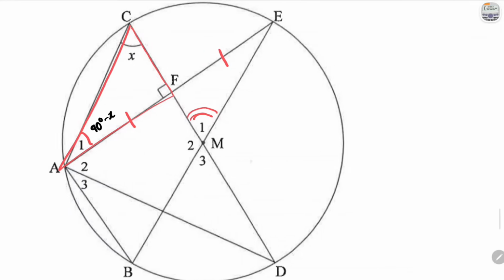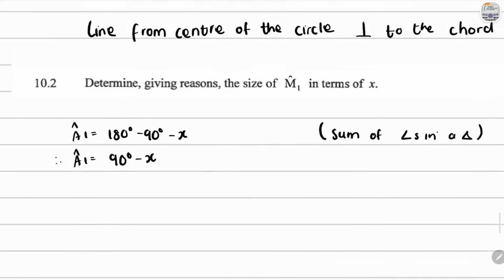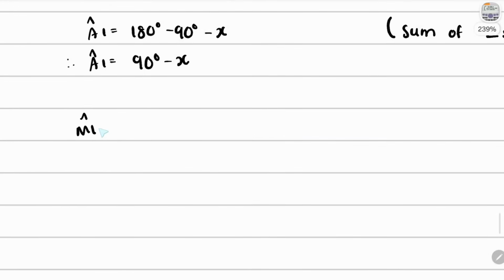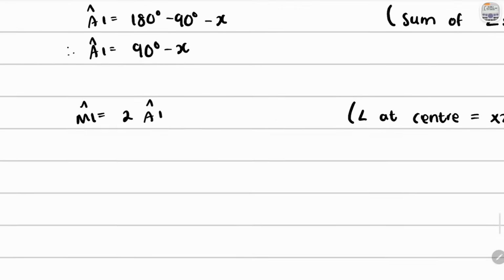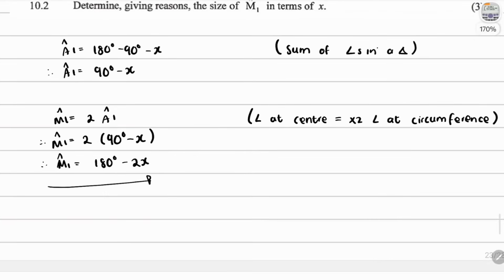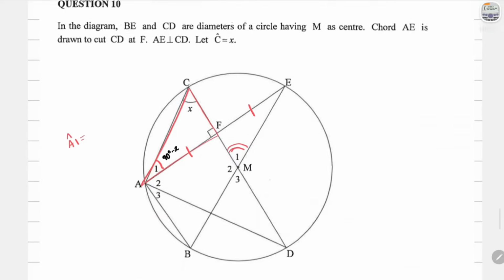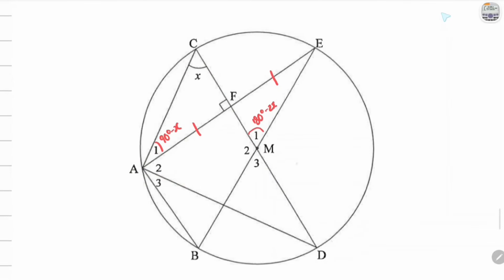Okay, and now to find the main goal, angle M1 is at the center, so it's going to be double the size of this angle. So we can go ahead and say that angle M1 is equal to twice the size of angle A1 and put our reason down. And therefore, angle M1 is simply equal to twice the size of angle A1, which is 90 degrees minus x, and therefore angle M1 is equal to 180 degrees minus 2x once we distribute. And that is our answer. Once we put that down, it is also advisable to make sure you note that down here. Okay, moving on to the next question.